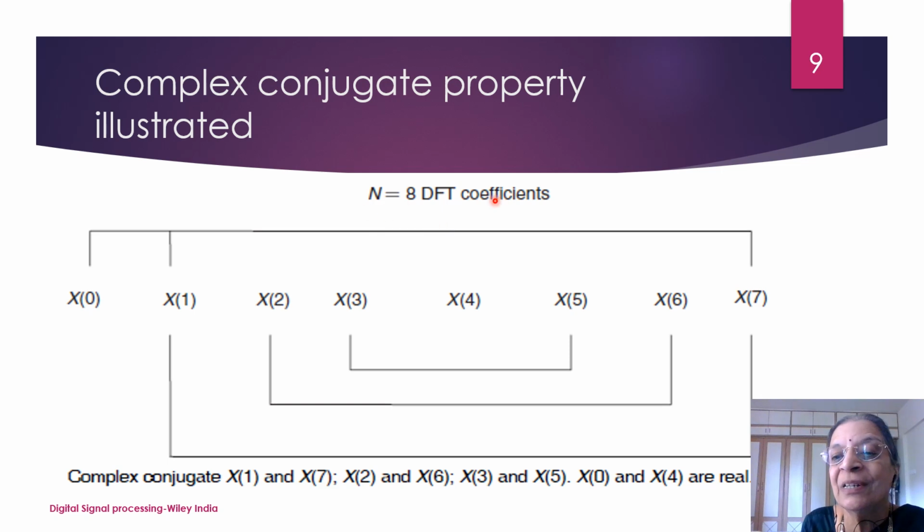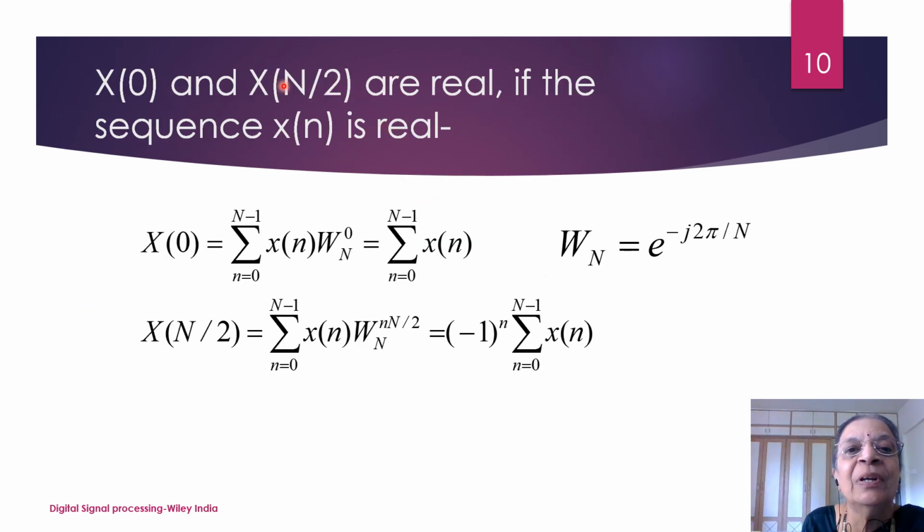So suppose we consider 8-point DFT. Then as I said, X0 and X4 will be real. X1 will be complex conjugate of X7, X2 will be complex conjugate of X6, X3 will be complex conjugate of X5. This is what is called as complex conjugate property. Now X0 and X of N/2 are real if the sequence x(n) is real. That is important. If the signal itself is complex, then the corresponding DFT coefficients will not show any complex conjugate property.